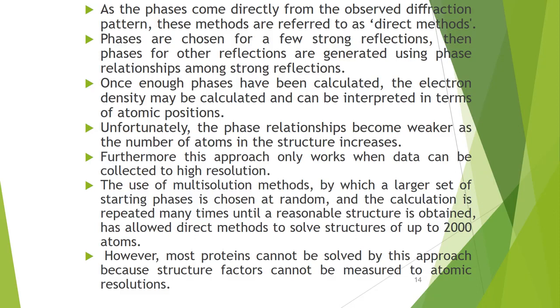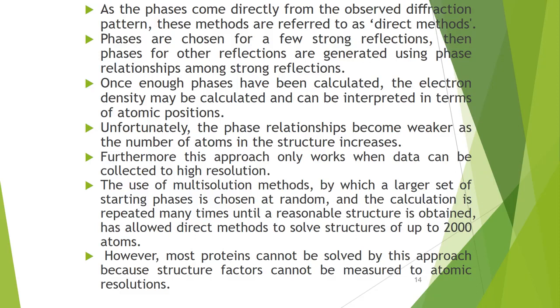Phases are chosen for a few strong reflections. Then phases for other reflections are generated using phase relationships among strong reflections. Once enough phases have been calculated, the electron density may be calculated and can be interpreted in terms of atomic positions. Unfortunately, the phase relationships become weaker as the number of atoms in the structure increases. Furthermore, this approach only works when data can be collected to a high resolution.